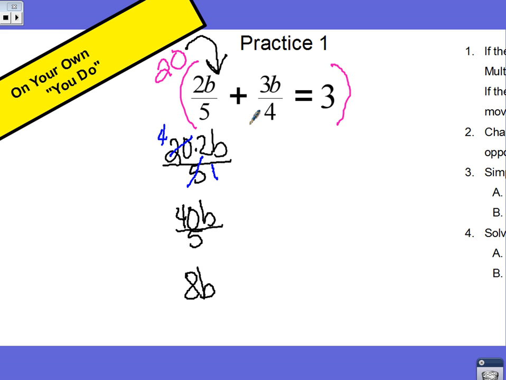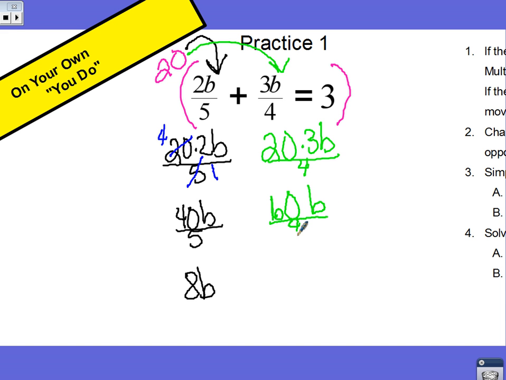Okay, so now we're going to multiply 20 times 3b over 4. Pause the video and come back when you have the answer. Okay, so here we go. 20 times 3b over 4. 20 times 3b is, no, I'm sorry, 60b. I don't know where 12 came from. 60b over 4. And 60b over 4 becomes 15b.